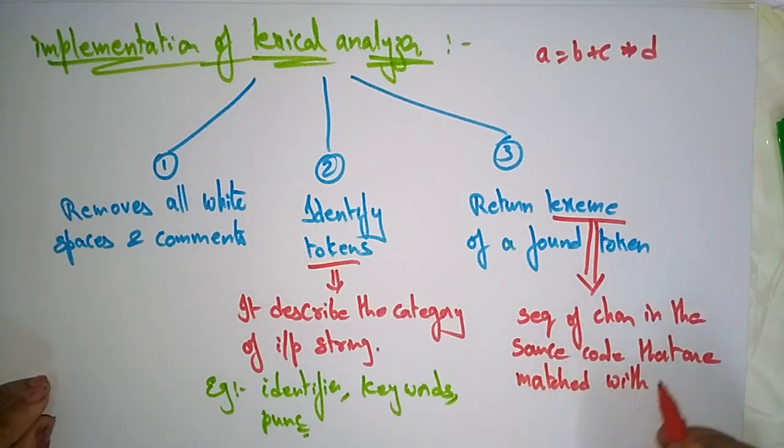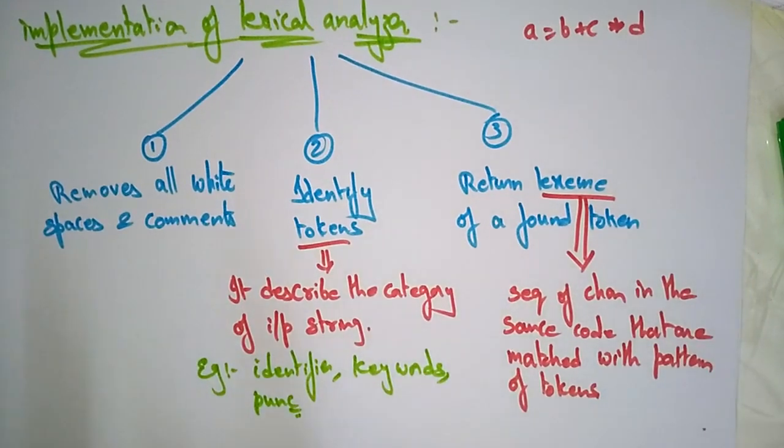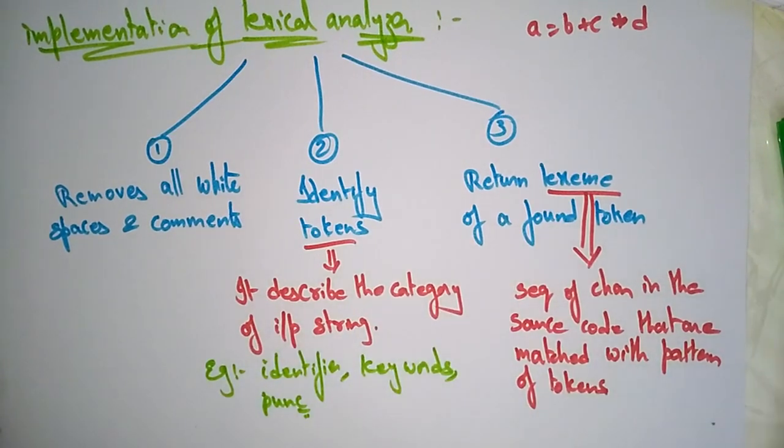the pattern of tokens. So that is a lexeme. Lexeme is a sequence of characters in the source code that are matched with the pattern of tokens. Okay, so pattern is nothing but a set of rules that describes the token.